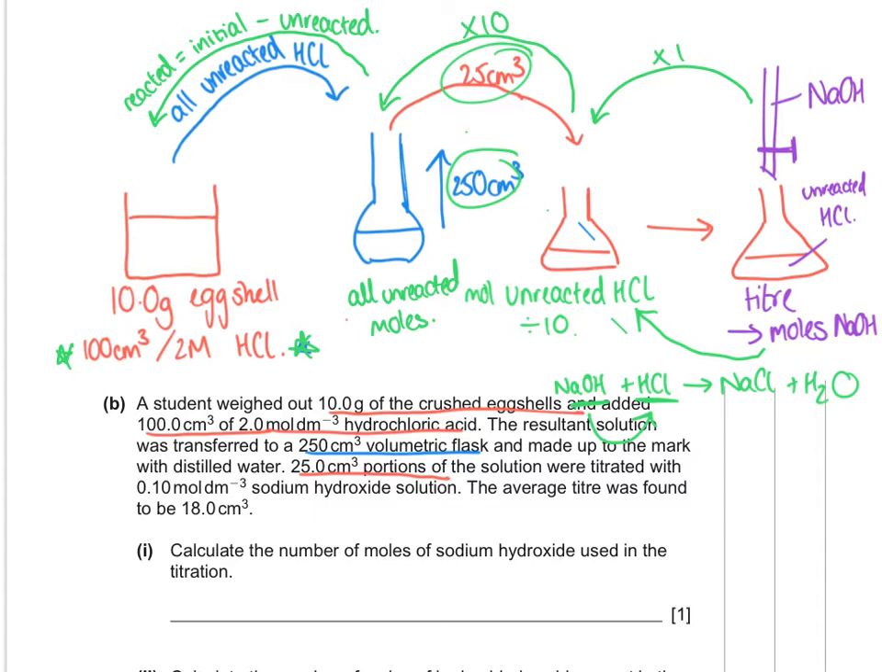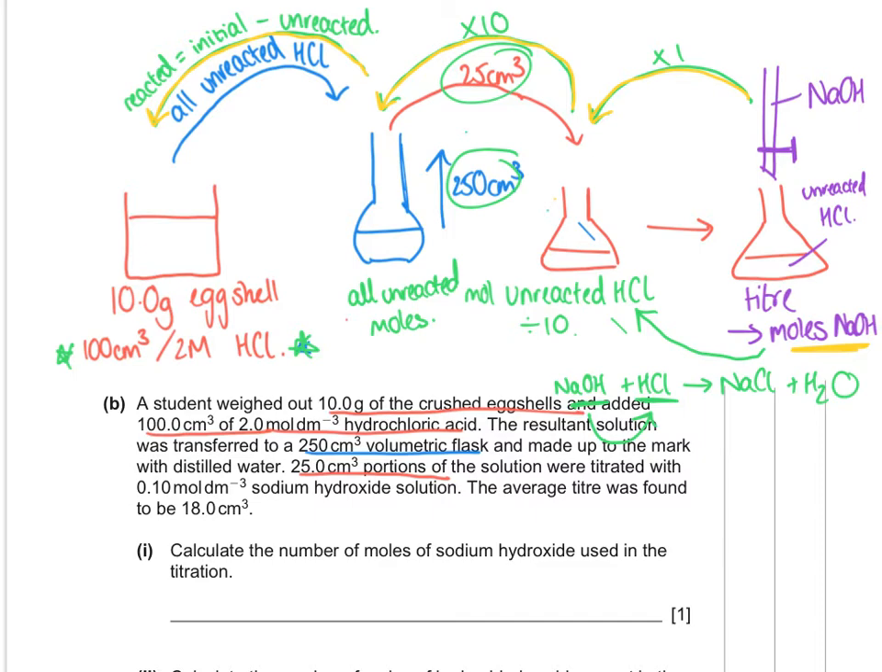That probably seems quite complicated, but what we're looking at really is once you've got your number of moles of sodium hydroxide, you're timesing by 1 to get the number of moles of hydrochloric acid in the conical flask. Then you're timesing by 10 because you only took a 25 out of 250 portion. And then to work out the number of moles of hydrochloric acid that did react, you're taking that away from the moles that you added initially. So once we've got an idea of that, we're ready to do our calculation.